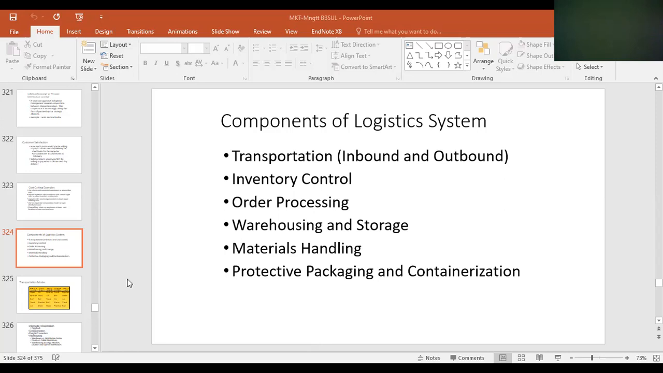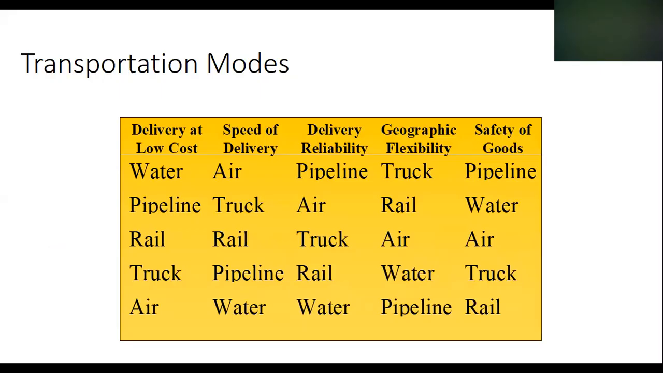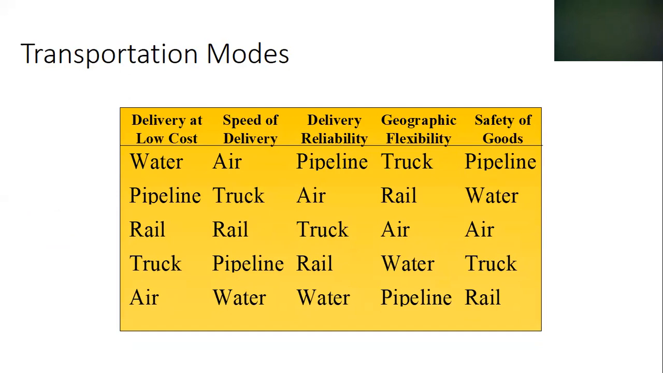Then we will see the transportation modes: delivery at low cost, speed of delivery, and reliability, meaning it will deliver the goods, or finished goods, to the demander, distributor, seller or retailer in better condition. Geographical flexibility: in which area, through which transport you are going to deliver your product. Safety of the goods is very important. So first we will see delivery at low cost.